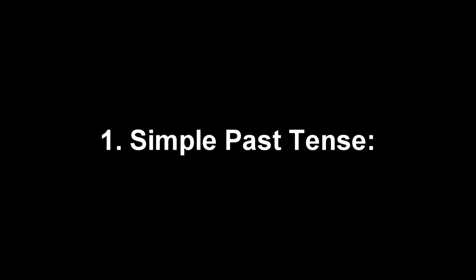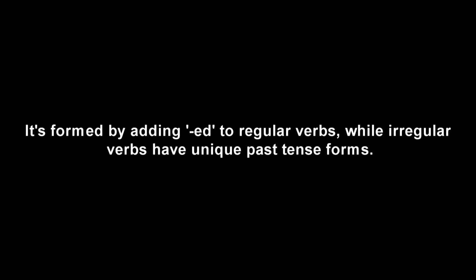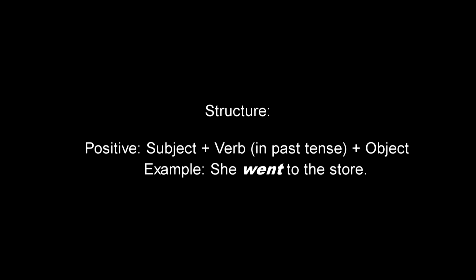1. Simple past tense. The simple past tense is used to describe actions that were completed at a definite point in the past. It's formed by adding ed to regular verbs, while irregular verbs have unique past tense forms. Structure. Positive, subject plus verb plus object. Example, she went to the store.